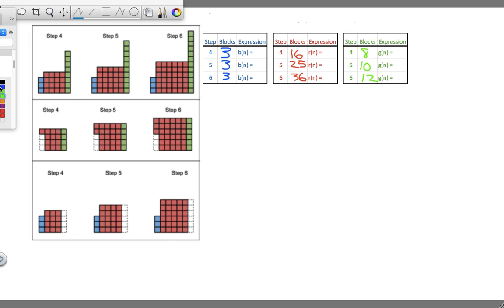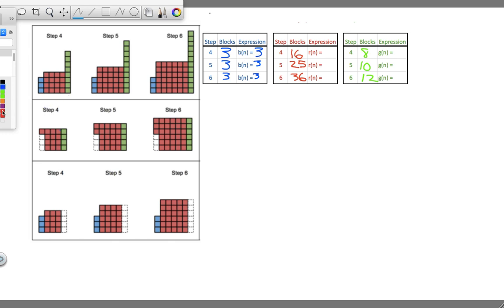So now I need to go back and figure out what expressions are going to make this happen. So B of n, I use B for blue. If n is 4, I end up with 3. If n is 5, I end up with 3. If n is 6, I end up with 3. And so no matter what I put in for n, I'm always going to have 3 blue blocks. So the function is just going to be B of n equals 3.